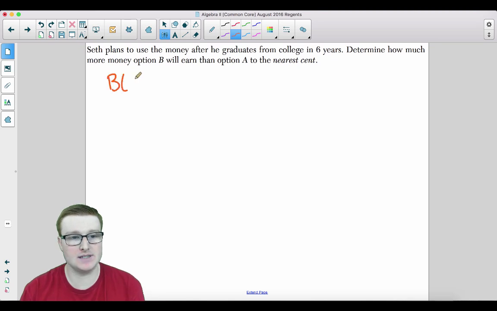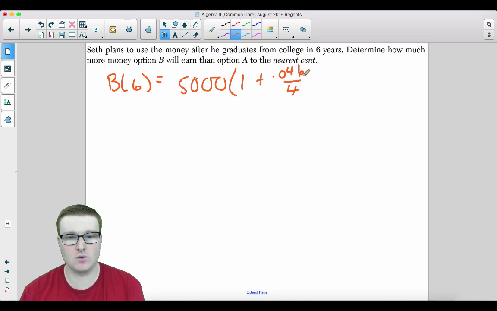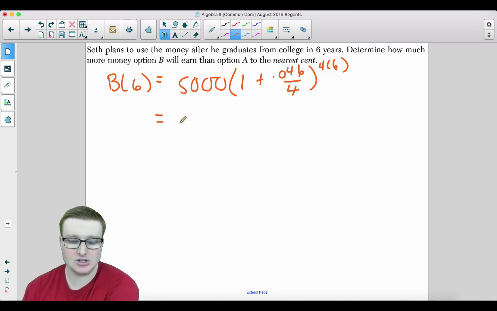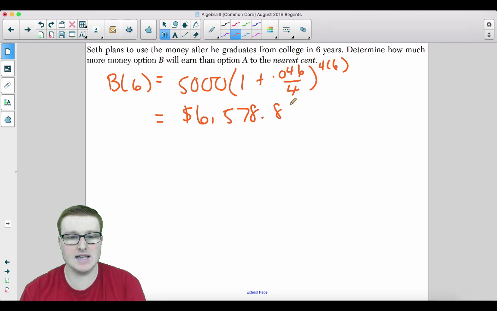into B first. So B of 6 is equal to 5,000 times 1 plus 0.046 divided by 4 raised to the 4 times 6 power. You get an answer of 6,578.87, rounded to the nearest cent.